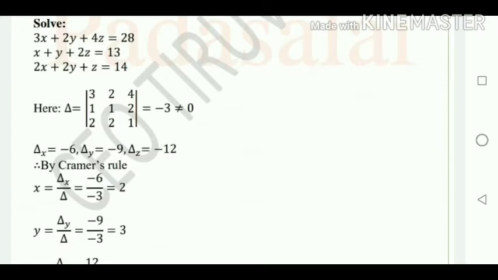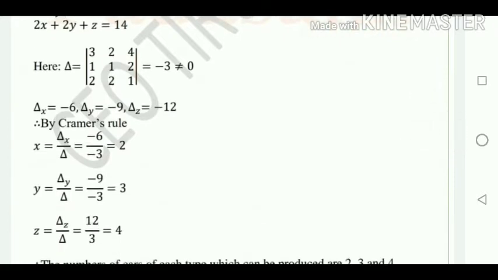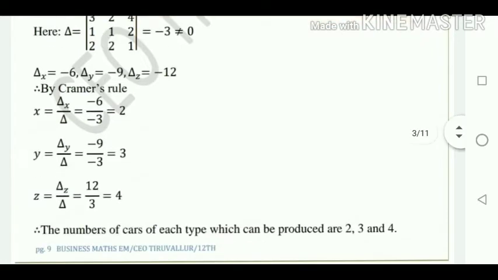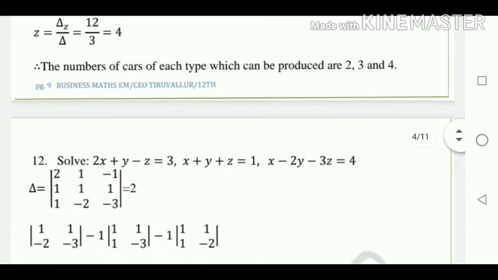Apply the same things. Find the value of delta x by changing the first column, delta y by changing the second column, and delta z by changing the third column. Then apply the formulas. x equal to delta x by delta, you are getting the value of x equal to 2, y equal to 3, and z equal to 4. So the number of cars of each type which can be produced are 2, 3, 4. That is the solution for this sum.